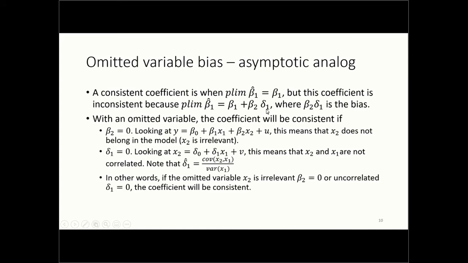And so when would we get a consistent coefficient? Well, it's the same case. When beta 2 equals 0, so the variable does not belong in the model, or delta 1 equals 0, which means that x2 and x1 are uncorrelated. So again, we would have a consistent coefficient when x2 is irrelevant or it's uncorrelated with x1.